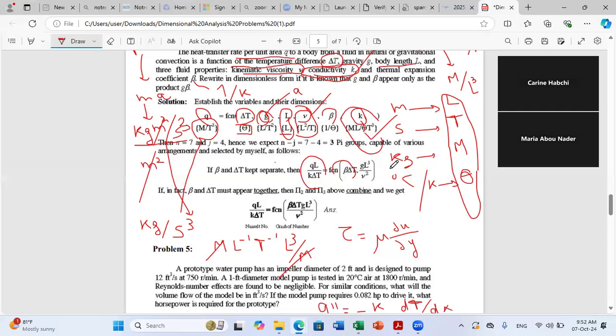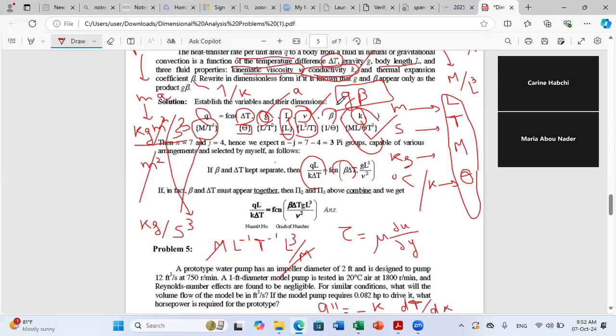Now, in the second question, they told you that beta and delta t must appear together. They forced you to have them together because they said to rewrite in dimensionless form if it's known that g and beta appear only as the product g beta, and they are not independent. So instead of having 2 independent variables, g alone and beta alone, they are grouped together. You have one variable, g times beta.